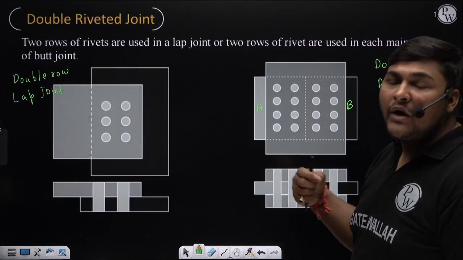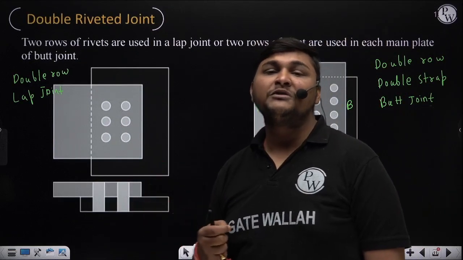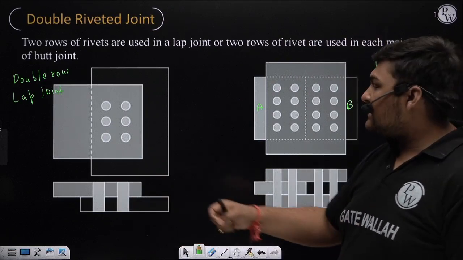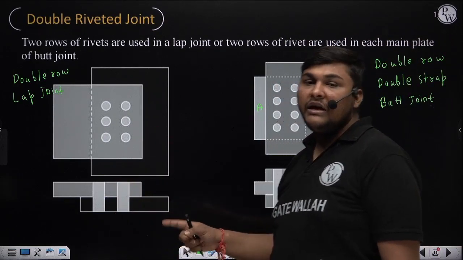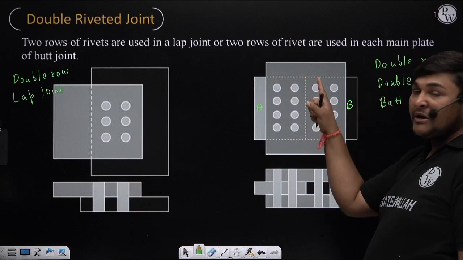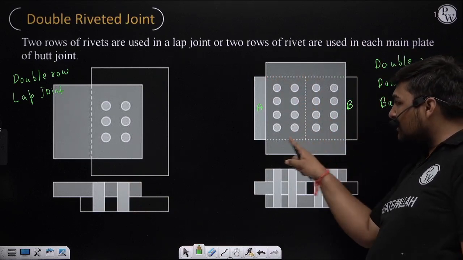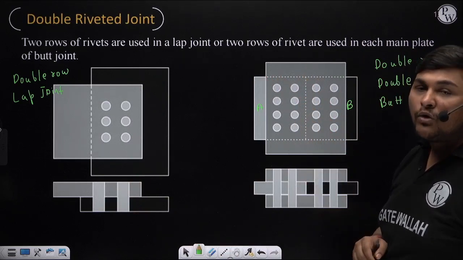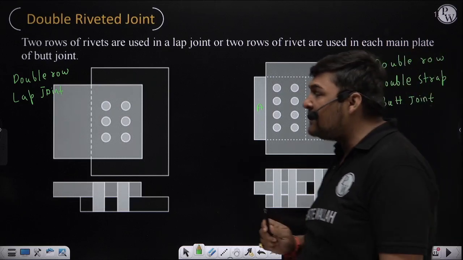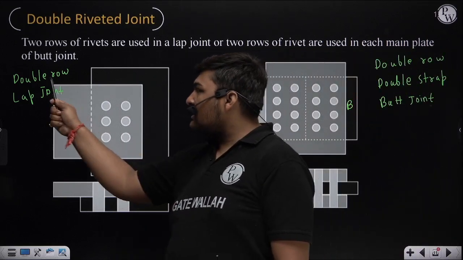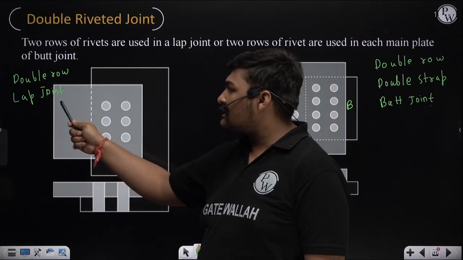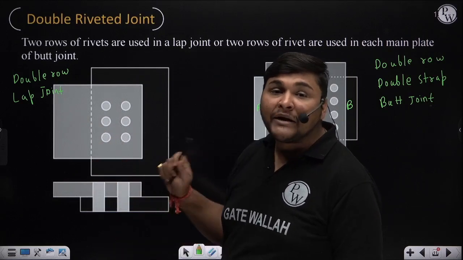If more than one row of rivet we are using, that will be known as multiple row riveted joint. Like this is double row because two rows we are using. Here also it is double row because in butt joint only focus on one plate. So in one plate we are using two rows. So it is double row riveted joint. Now if you write the complete name, since two rows we are using, it is double row, and plates are overlapping, that's why lap joint. Now it is chain pattern or zigzag pattern.